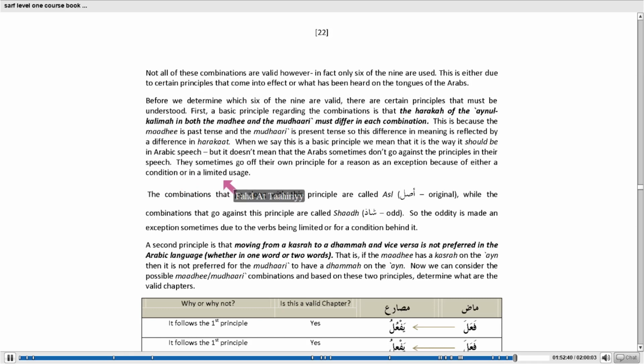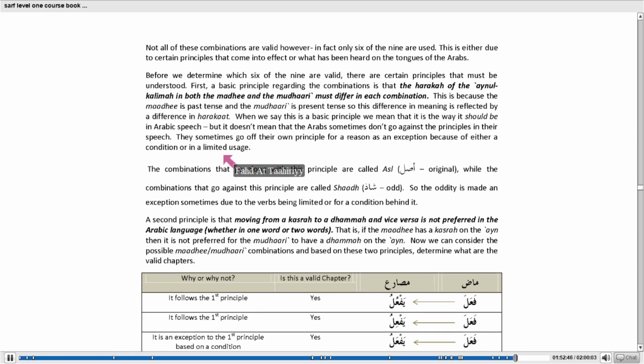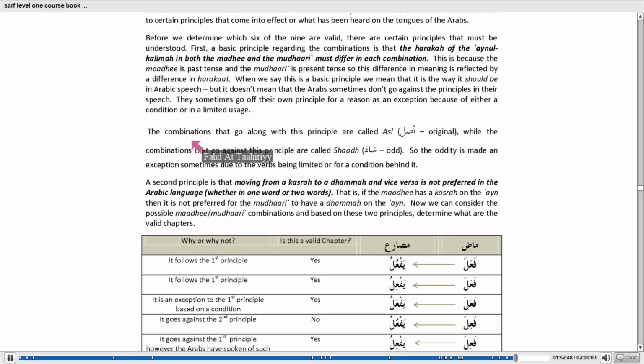Or limited usage. Yani just a few words that were used going against the principle. Now, the combinations that go along with this principle are called asl. Asl means original. The combinations which go along with this principle, which principle? That the haraka of the ain in the madi should be different than the haraka of the ain in the mudari'.